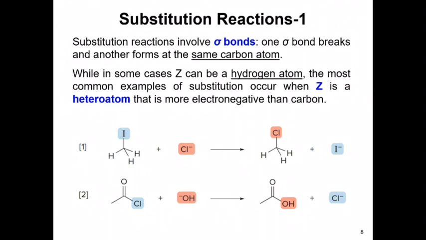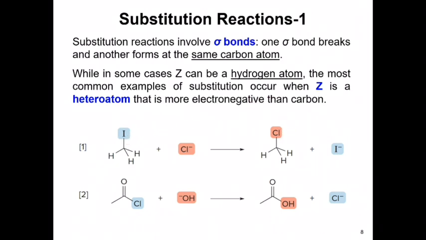Substitution reactions involve sigma bonds. One sigma bond breaks and another sigma bond forms at the same exact carbon atom. So here we have an example. We have a carbon to iodine sigma bond, and this chloride ion will take the place of this iodine atom. So now you have a carbon-chlorine sigma bond. So one sigma bond breaks and another sigma bond forms.